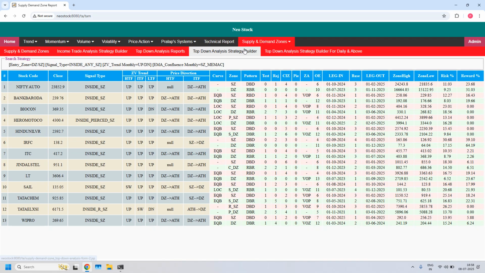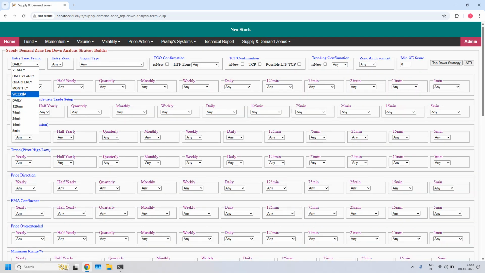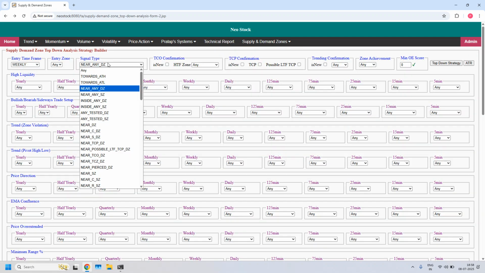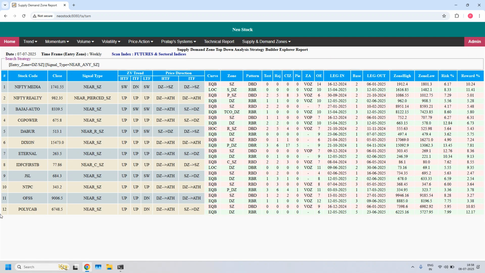Next time frame is weekly. Stocks near to the weekly demand zone. We got 15 stocks. Next, stocks near to the weekly supply zone. We got 12 stocks.